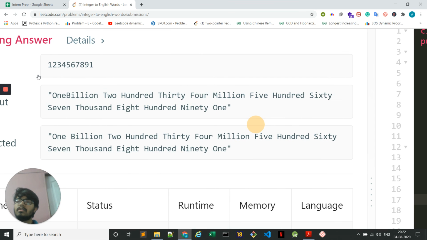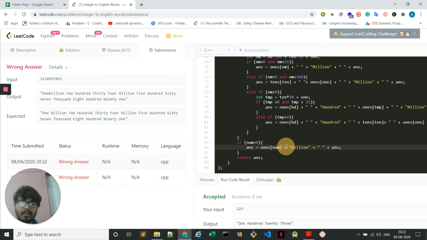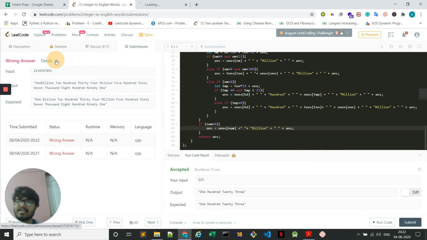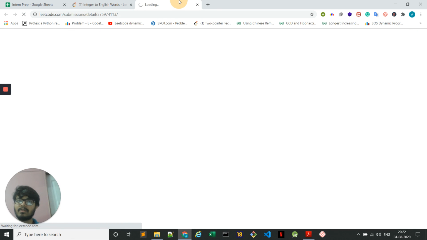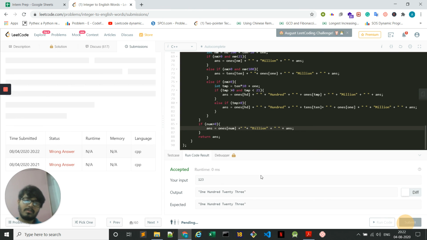Now, okay, there is no space. I think it is because of the excitement over here. How many test cases have passed? I am just curious to know the number of test cases. It should be less than 50% of the test cases, I guess. Oh my god, I have passed 510 test cases. Okay, that's great.